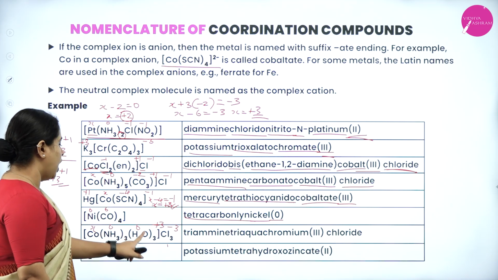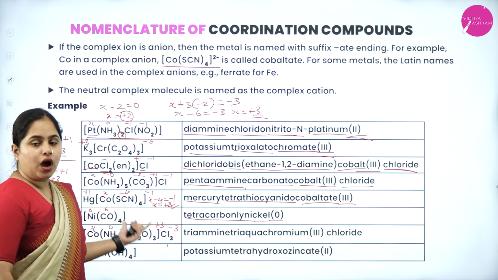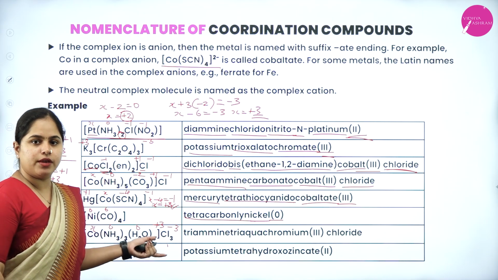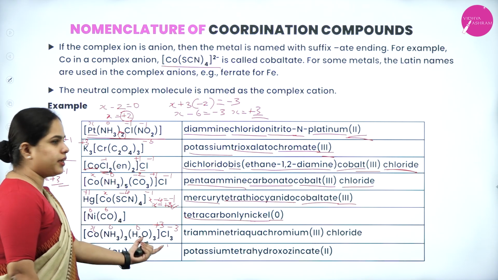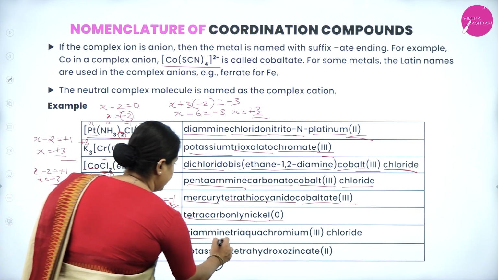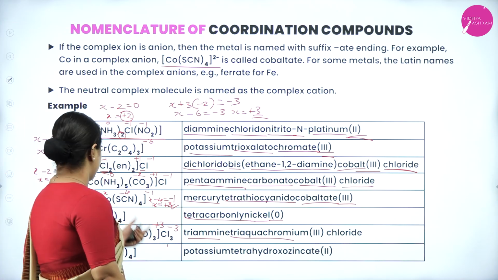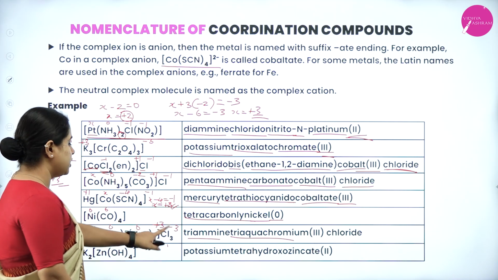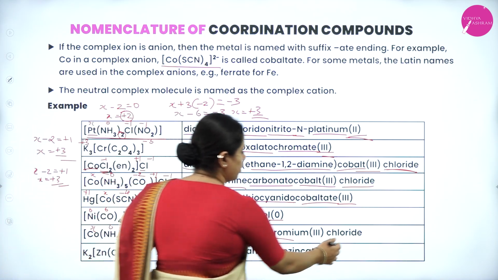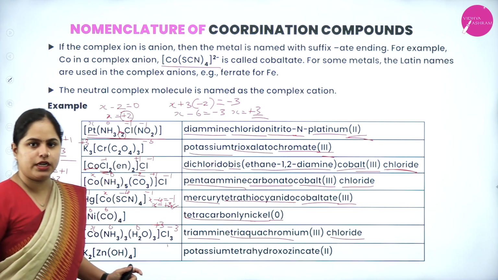Now let us name it. Aqua is there, amine is there, which we have to name first. Amine will come first. So triammine, triaqua will come, right? Triammine, triaqua. Then coming on to the cobalt part, it is cationic. So we name it as cobalt itself with the charge on it, and it will end with chloride. Okay, oxidation number has to be specified.